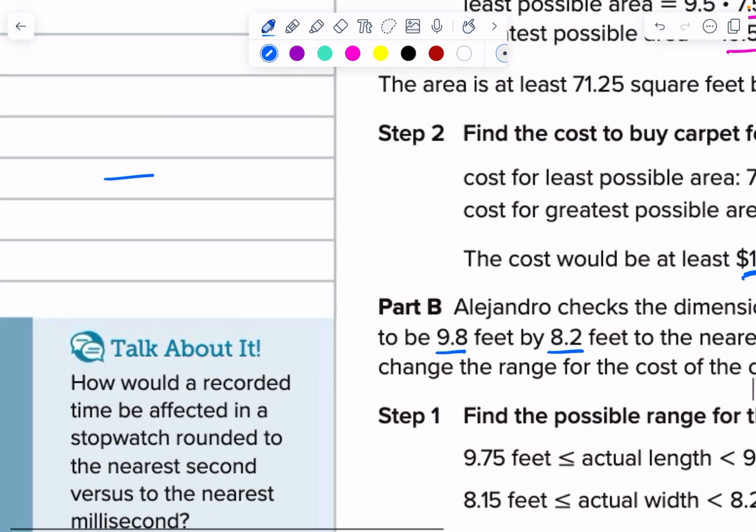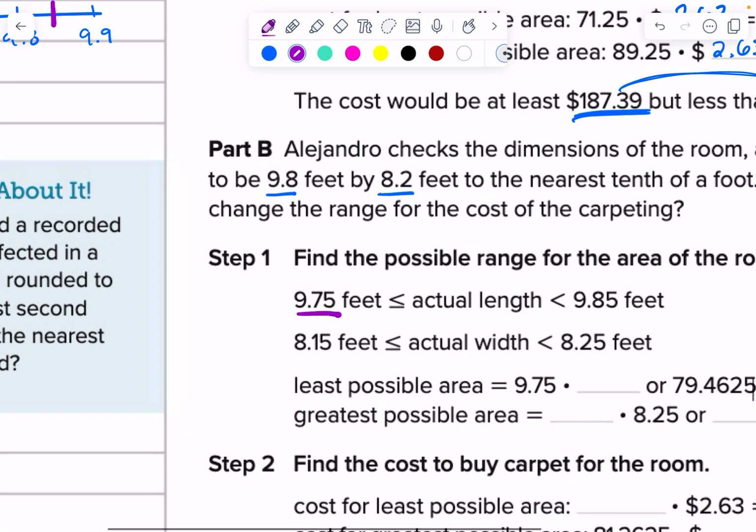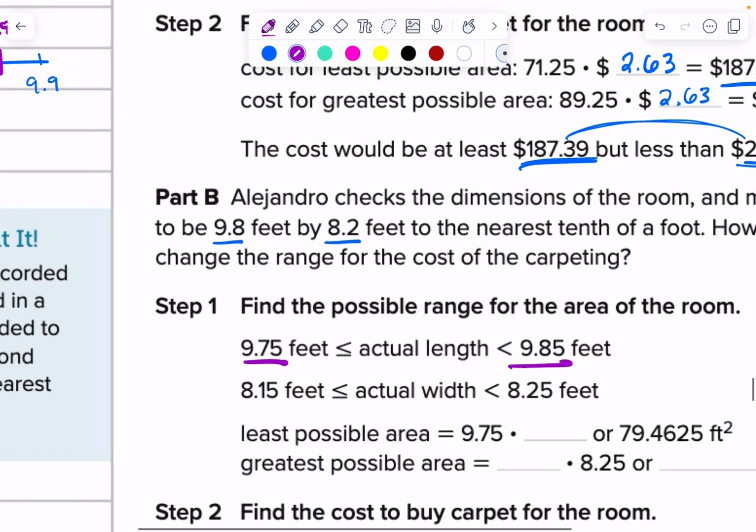All right, so if it's 9.8, then the increment right below that would be 9.7. The increment right above that would be 9.9, right? So I know that 9.8 is somewhere between 9.75 at the minimum and 9.85 at the maximum, right? So 9.75 to 9.85, all right?